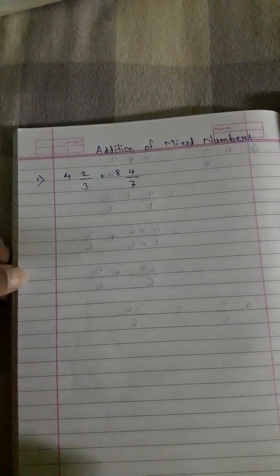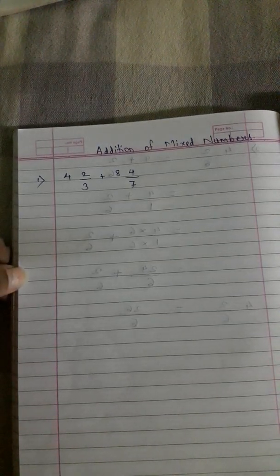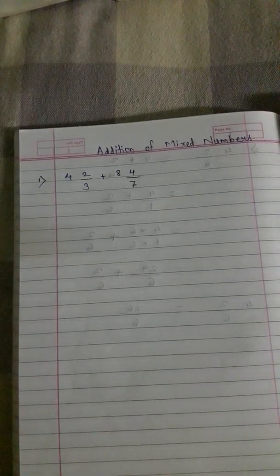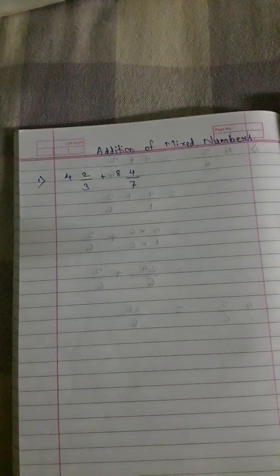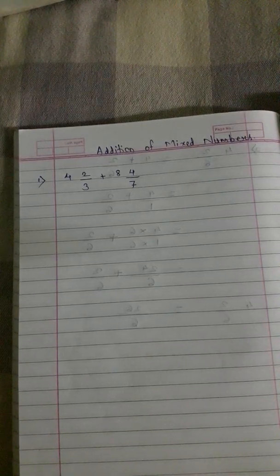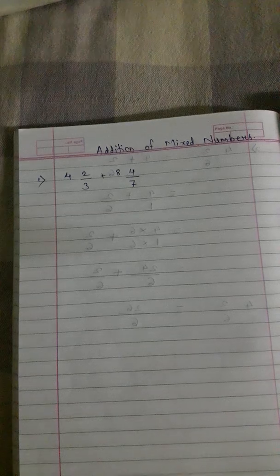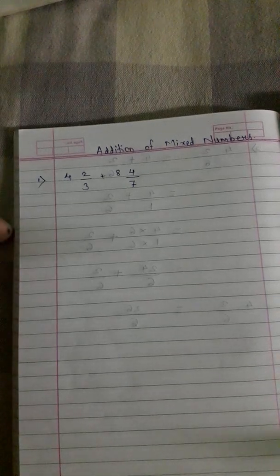On my page, I have written your first example: 4 2/3 plus 8 4/7. These are two mixed numbers having different denominators. One number has denominator 3 and the second has denominator 7. So both are different. They are unlike. Let's see the methods to solve the addition of these two mixed numbers.